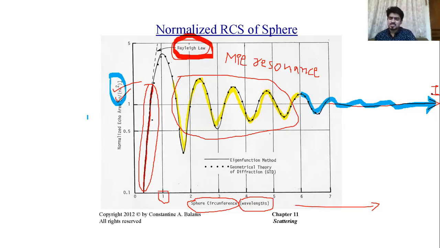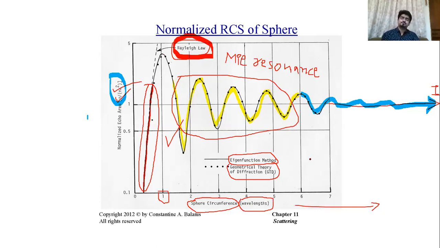Okay, so this is one of the practical applications, for a sphere. Here you can see that the solid line is the eigenfunction method, right? That is the exact method, and the other one is using the geometrical theory of diffraction. As you can see, you get pretty good agreement between those two cases. So it's not only that the geometrical theory of diffraction gives accurate answers for large dimensions, but it also gives very good answers even for small dimensions, and it can also predict the Rayleigh law, right?